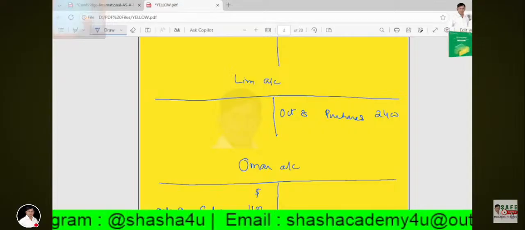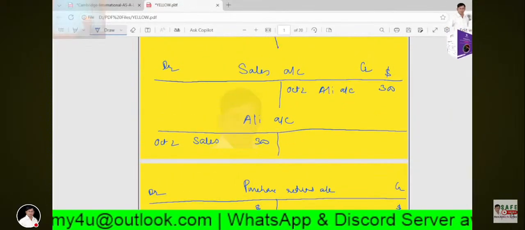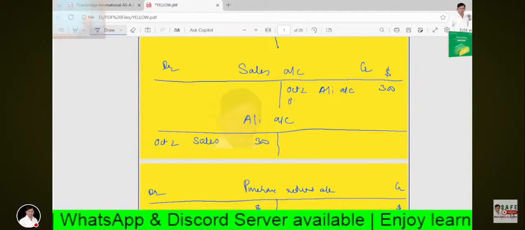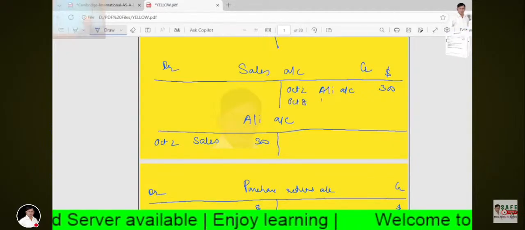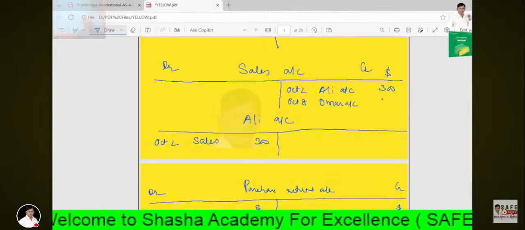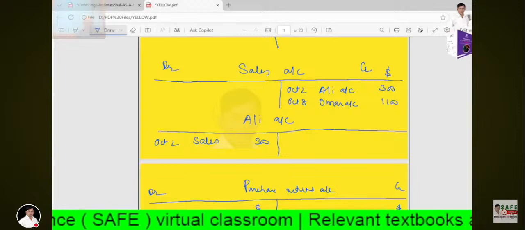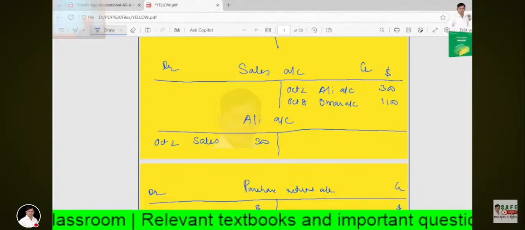The sales account is already there, so we have to write it in sales. Homer account, October 8th. Homer account, 1100. Is it clear? So this is how it is. Okay, so next.